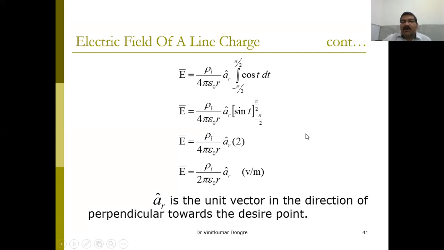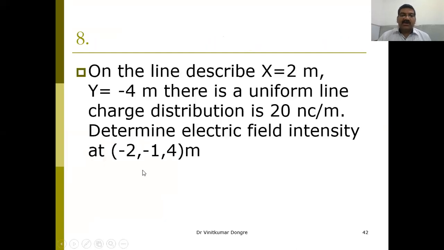So you can have a perpendicular vector from the line charge on that particular point. So this formula is important. You will require this formula for solving the various numerical problems. Okay, so this is for the line charge. Now we'll solve a numerical based on this.